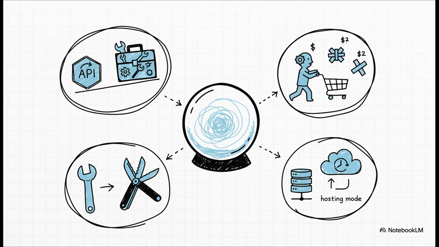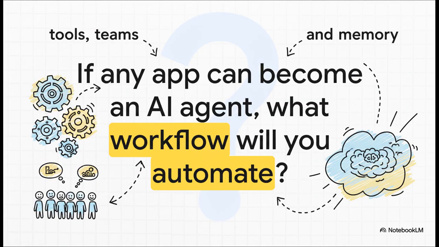We'll even see new pricing models where your AI agent might actually shop around on the open market to find the cheapest and fastest tool to complete a task. It's a fundamental shift in how we build and buy software. The big takeaway here is that we're moving toward a future where basically any app on your phone or computer can become an intelligent, autonomous agent with a toolkit, a team, and a memory. So I'll leave you with this to think about. When this power is fully in your hands, what is the very first workflow in your life that you are going to automate?